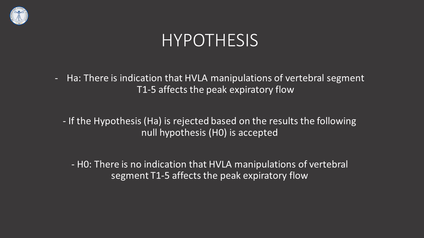the hypothesis HA: There is indication that high velocity, low amplitude manipulations of vertebral segment T1-5 affects the peak expiratory flow. If the hypothesis HA is rejected based on the results, the following null hypothesis is accepted. There is no indication that high velocity, low amplitude manipulations of vertebral segment T1-5 affects the peak expiratory flow.